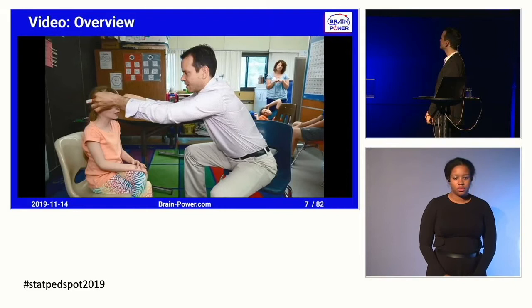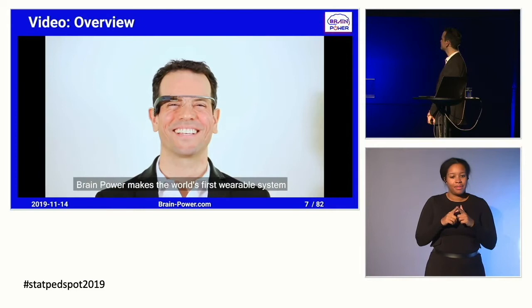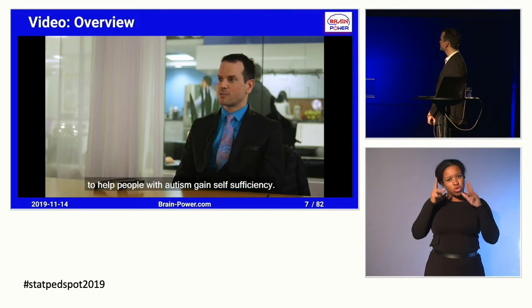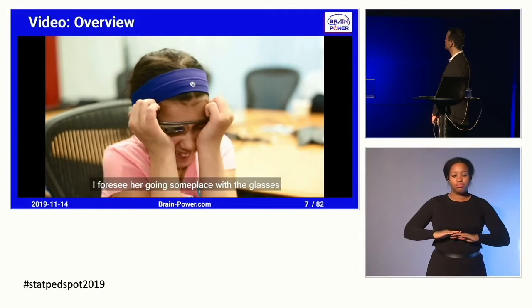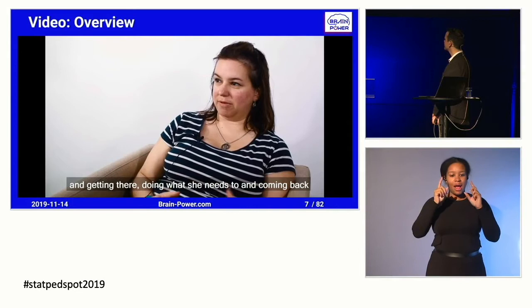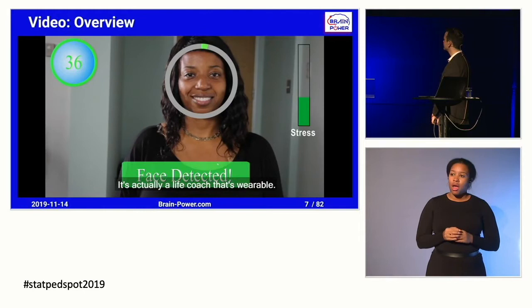Brain power is important. Empowering. Magical. Groundbreaking. Brain power makes the world's first wearable system to help people with autism gain self-sufficiency. Having a system like this would be amazing and put a lot of moms and dads at ease. I foresee her going someplace with the glasses and getting there, doing what she needs to, and coming back completely by herself. It's actually a life coach that's wearable, and that's the beauty of it.